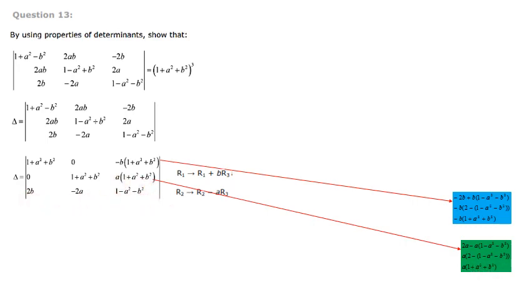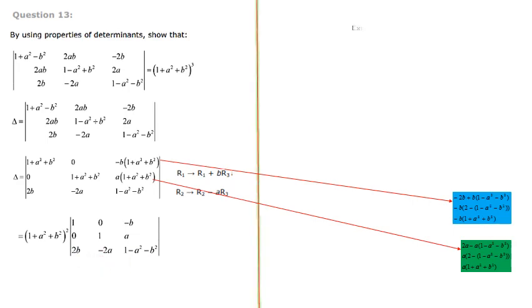R3 remains the same. Next what we have to do is, in the first row there is 1 plus a square plus b square common, and in the second row also 1 plus a square plus b square common. Take it out. When it comes out, we will get 1 plus a square plus b square, the whole square. The balance determinant is here 1, here 0, here it is minus b, again here 0, 1, here it is a. The third row is same, that is 2b, minus 2a, 1 minus a square minus b square as it is. Next we have to go for the calculation part, that is expanding along r1.